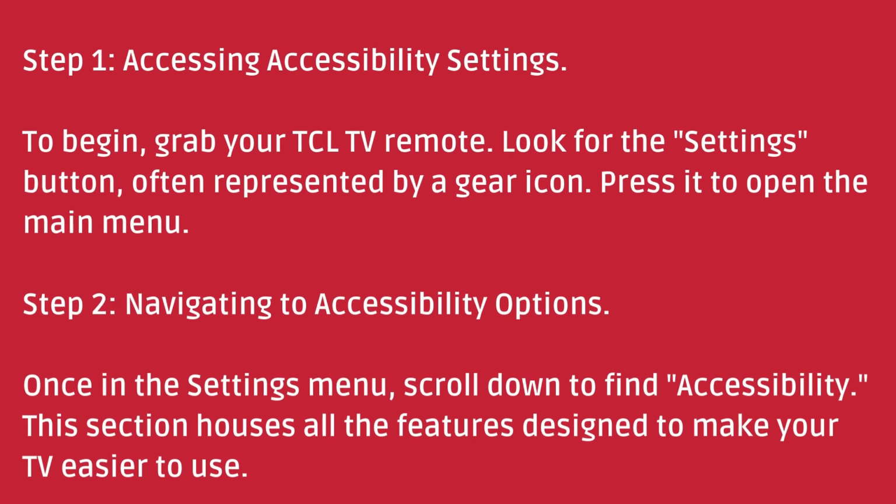Step 2. Navigating to accessibility options. Once in the settings menu, scroll down to find accessibility. This section houses all the features designed to make your TV easier to use.